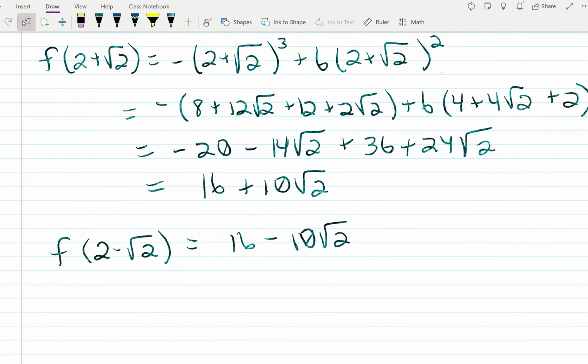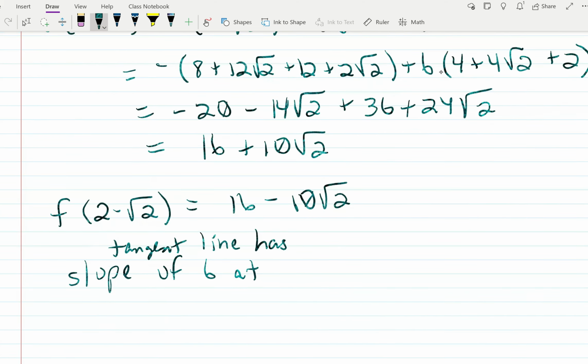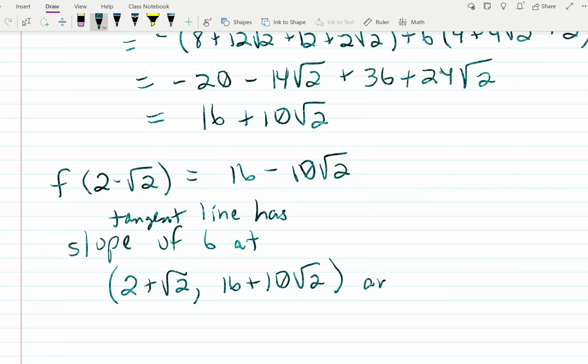So the tangent line to f of x equals negative x cubed plus 6x squared has a slope of 6 at these 2 points. The first point is 2 plus the square root of 2, comma 16 plus 10 square root of 2. And the other point is 2 minus the square root of 2, comma 16 minus 10 square root of 2. So the tangent line to the function has a slope of 6 at these 2 points.